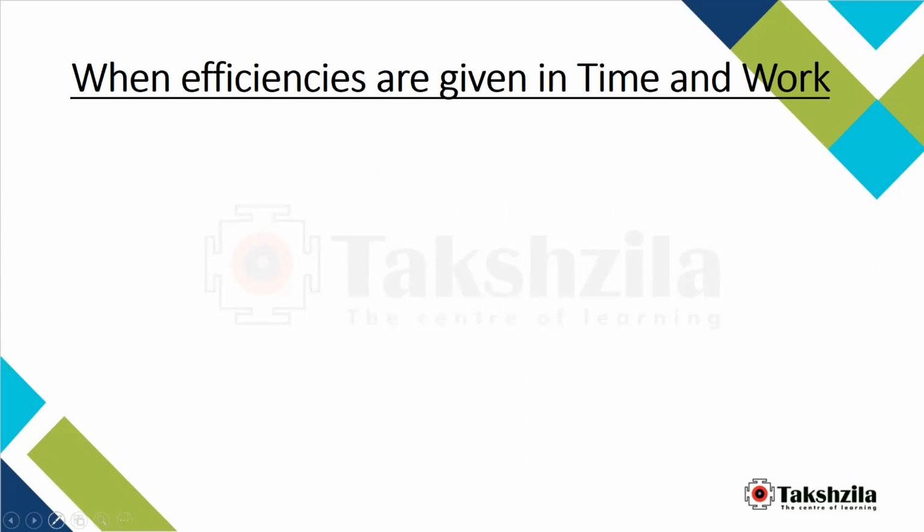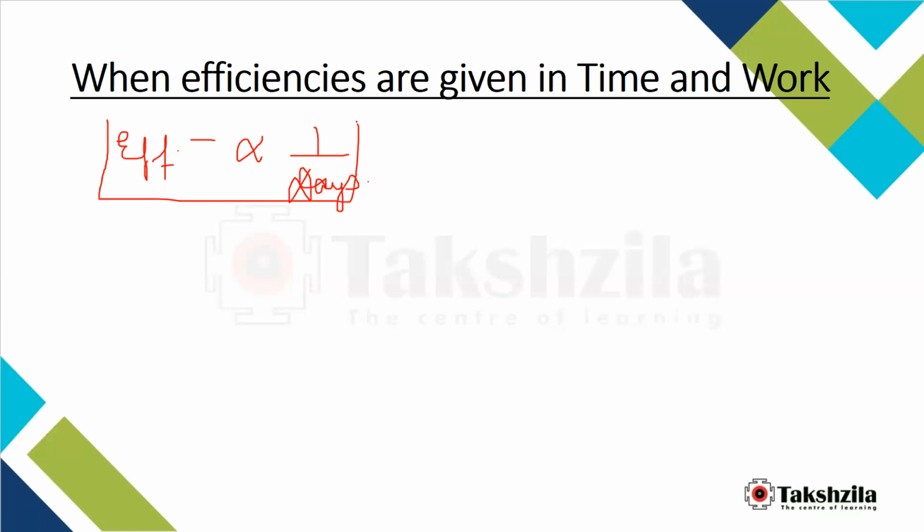Okay, so the first doubt was: when the efficiencies are given in time and work. Efficiency is basically the rate of doing work, how fast or how slow a particular person is. And the most important thing in efficiency is that efficiency is inversely proportional to the number of days. This is what we will be needing. Okay, only just this thing: efficiency is inversely proportional to the number of days.